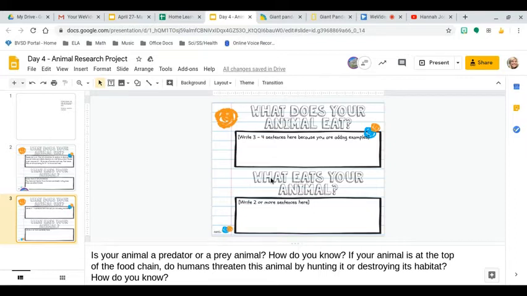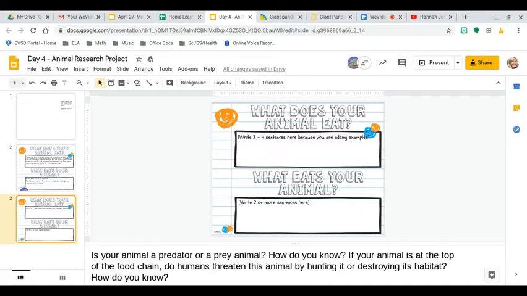And then the second part, what eats your animal? So is your animal hunted by anything? And you'll write 2 or more sentences in this box. So down here on the bottom, my little notes for you are, is your animal a predator or a prey animal? How do you know? If your animal is at the top of the food chain, do humans threaten this animal by hunting it or destroying its habitat? And then how do you know? So that's all information I want you to put in your slides.